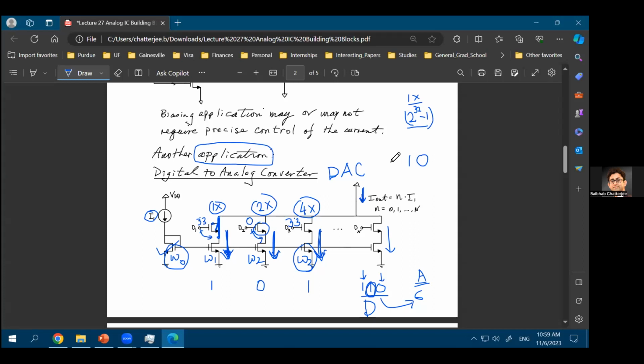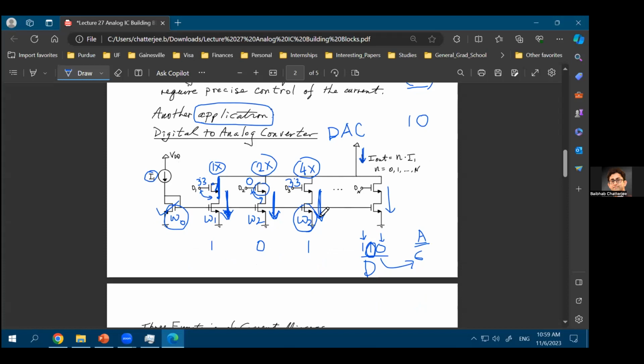You can. It's just that your width has to be 4 times. And you can do it in whatever way you want. You can have the width as 4 times, or you can put 4 transistors in parallel.